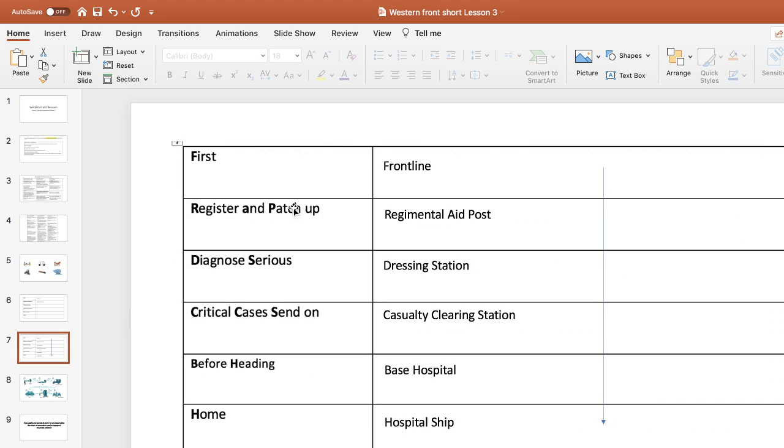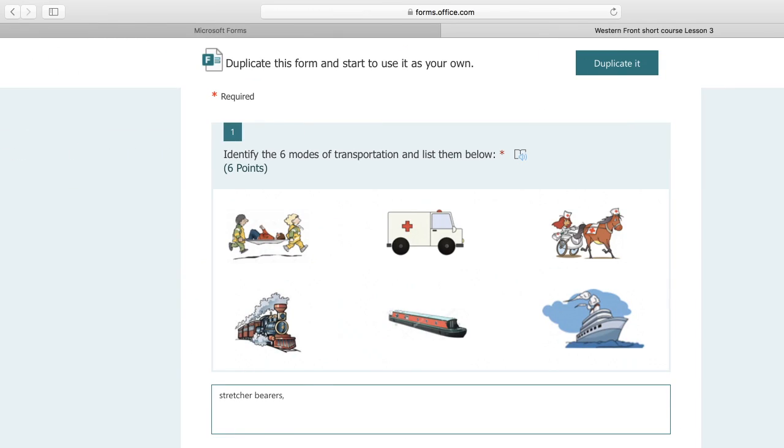For example, front line to regimental aid post. How would someone get there? Yeah, they could go by stretcher bearers, or they would probably realistically walk if they were able to. It would be unlikely to, for example, have a motor ambulance in this case. You need to be thinking and refreshing your memory on where those things would be needed, and on your forms, you're just listing the 6 images to find out the modes of transportation in the chain of evacuation.